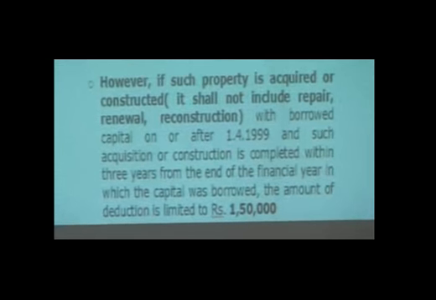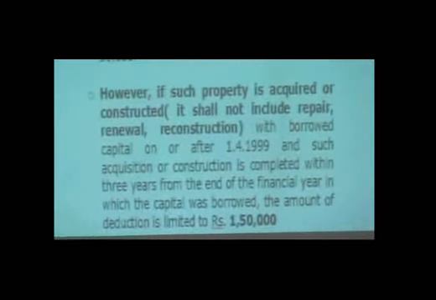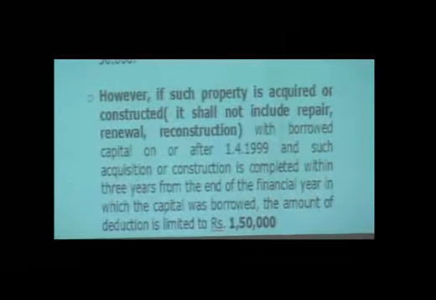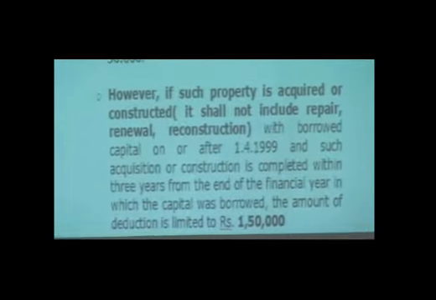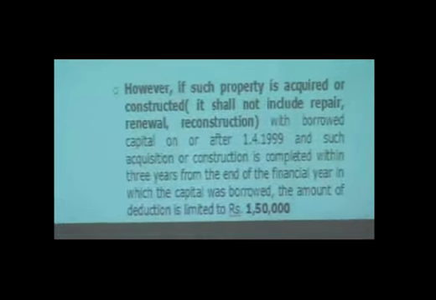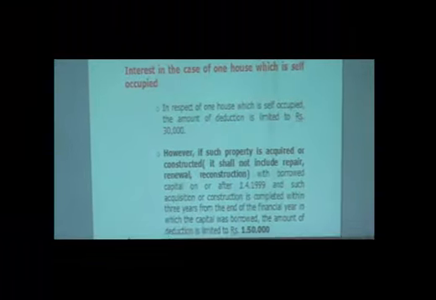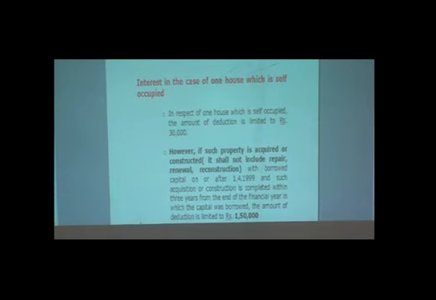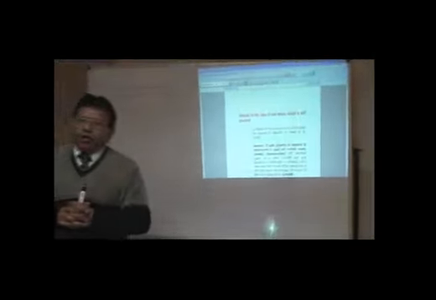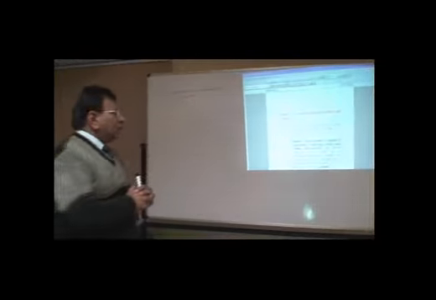It means now the distinction has been made between two types of property. One is let out property, another is self-occupied property. I told you in the earlier case, if the property is let out and you have borrowed the capital, then there is no maximum limit. Even if you have paid a maximum amount, no limit has been specified under the Income Tax Act, and the whole amount would be allowed to be deducted if the property is let out.